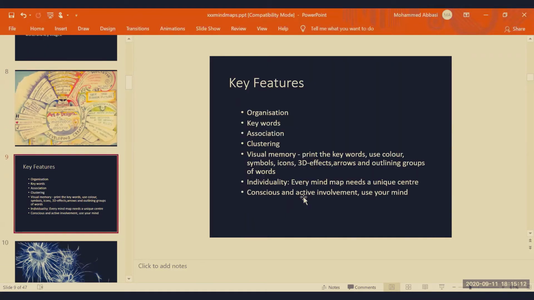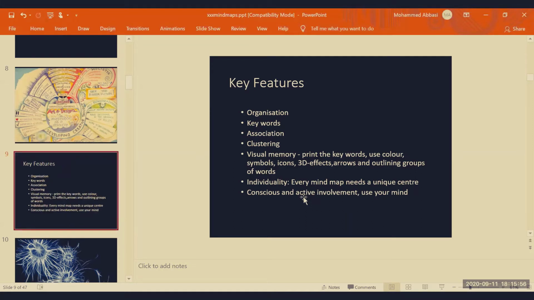Now, key features of a mind map are organization, use of keywords, association, clustering, your visual memory; you print the keywords, you use color, you use symbols. Remember when a lot of us liked doodling, just making little pictures, when we're kind of wasting time, but we're actually having fun. The trick with mind mapping is you're not really wasting time. You're using your mind, your creativity, to do something that you like, which is doodling, but doodling creatively. You could say mind mapping is doodling creatively, but it's actually much more serious than just doodling.